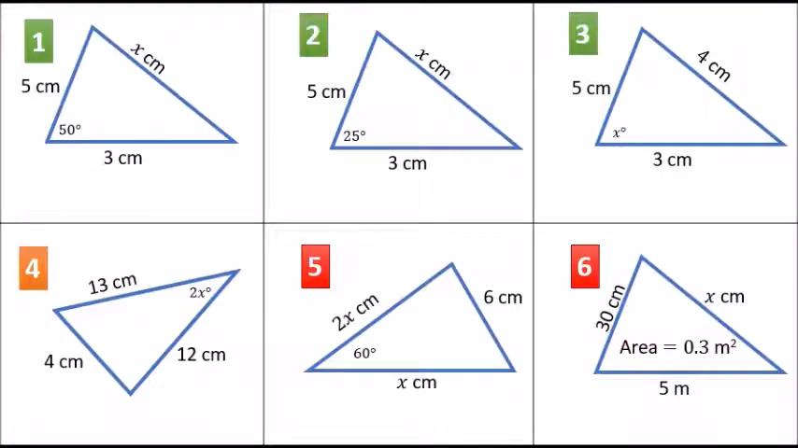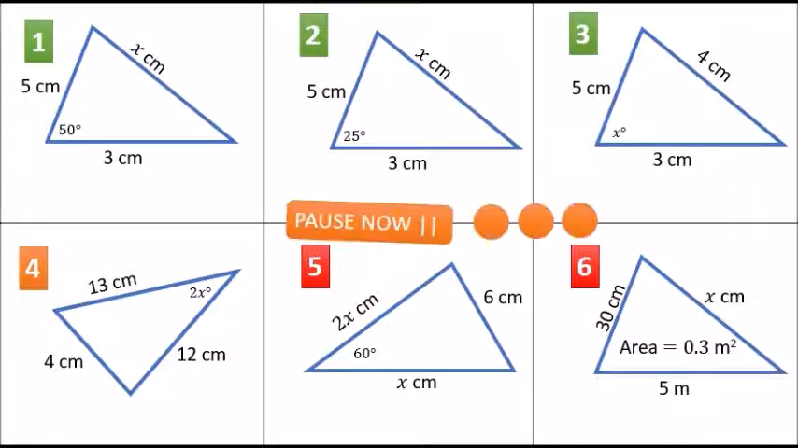So here are 6 questions for you to try. Questions 1 through 4 are fairly standard. Question 5 requires you to use quadratics a little bit, and question 6 requires you to use the area of non-right angled triangles to be able to help you answer it. Have a go.